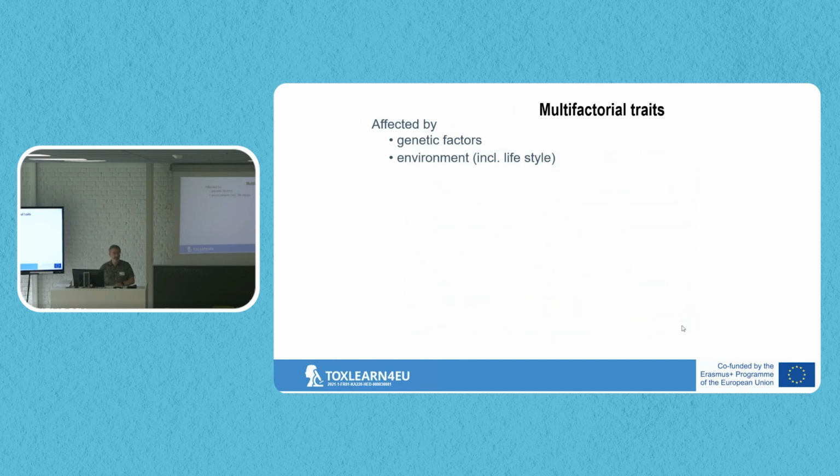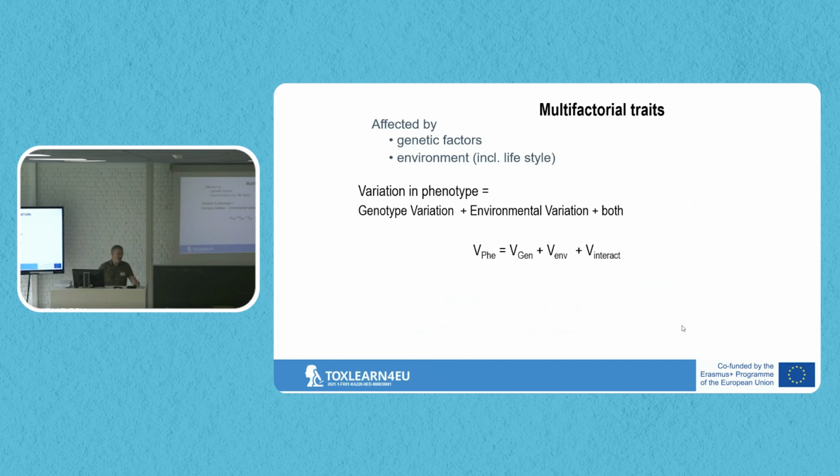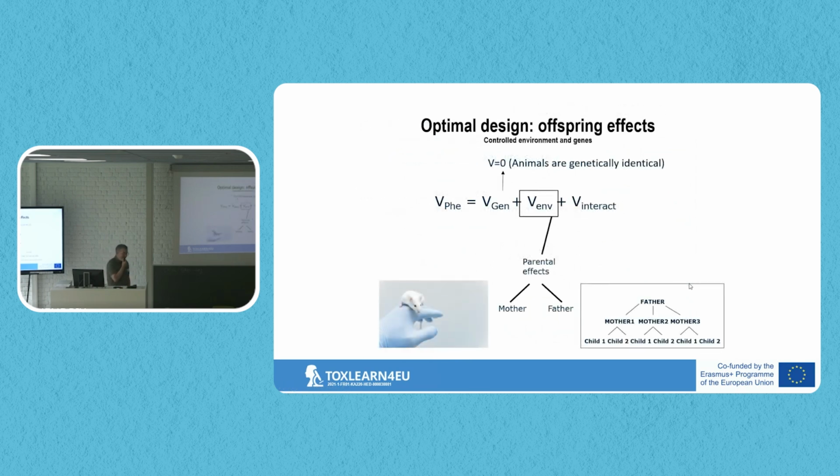These multifactorial traits are affected by genetic factors, but also by our environment. And if you look at the total variation, the total variance is your genetic variation, your environmental variation, and the interaction between those two, right? So if we try to do an in vivo model with animals, the genetic variation is, let's say, close to 0 because we think they are genetically identical. They are not, but we think they are. At least for a large part, they are genetically identical. So all we look at is then your environmental variance.